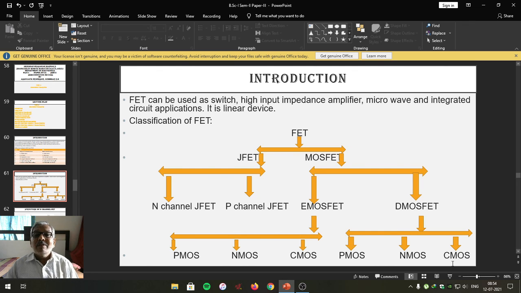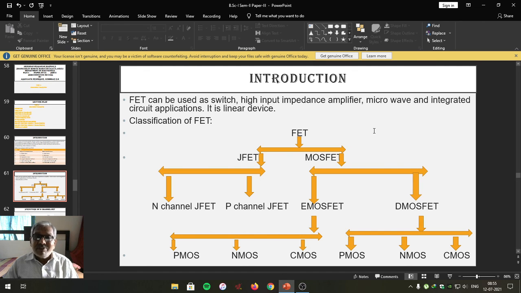Dear students, this is how one can classify the field effect transistor into the different types. To summarize, we can say FET is broadly classified into two types. One is JFET and the other is MOSFET. JFET is further classified into two types. One is N-channel FET, second one is P-channel FET. Analogous to that, MOSFET is classified again into two types. One is E-MOSFET, second one is D-MOSFET. Each MOSFET is further classified into PMOS, NMOS and CMOS field effect transistors.